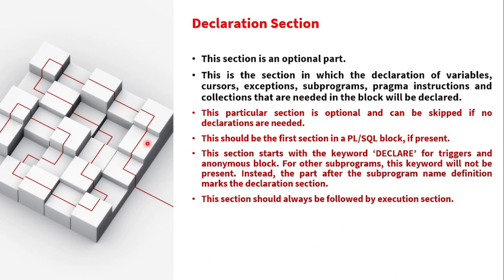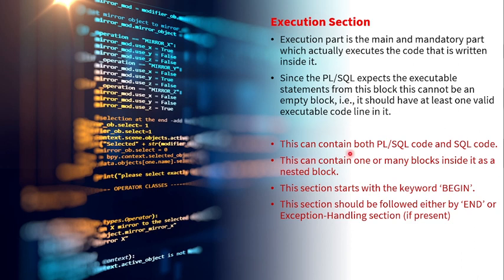And what are the characteristics of this one? It always contains both PL/SQL code and SQL code, and it can have one or more blocks inside. It has nested blocks: one block is there, another block inside, and again another block. We can keep any number of blocks here, and it always starts with the keyword begin, remember. It is followed by either end or the exception handling section, if present. In the upcoming sessions we will discuss everything elaborately.